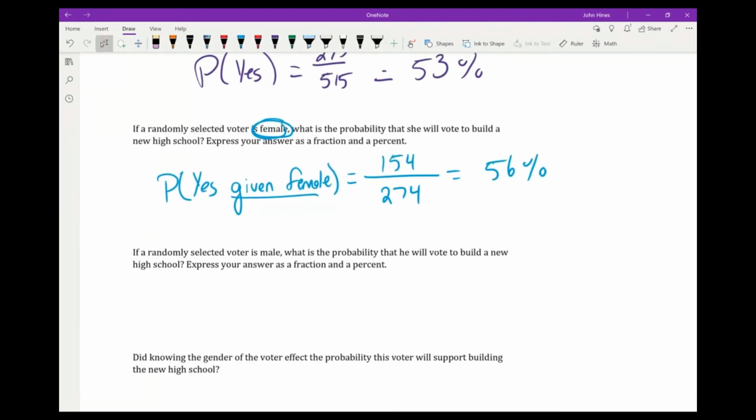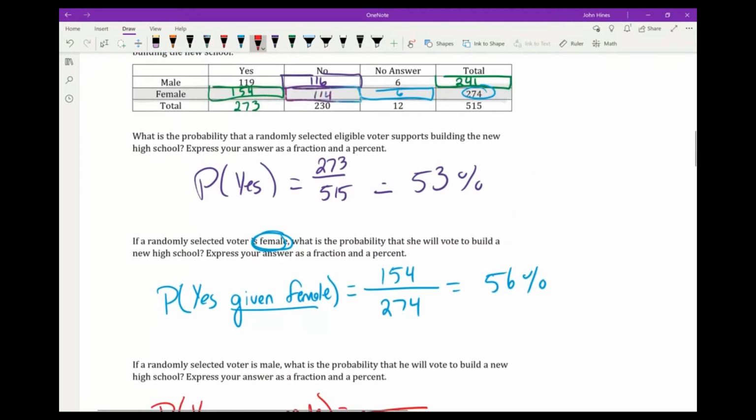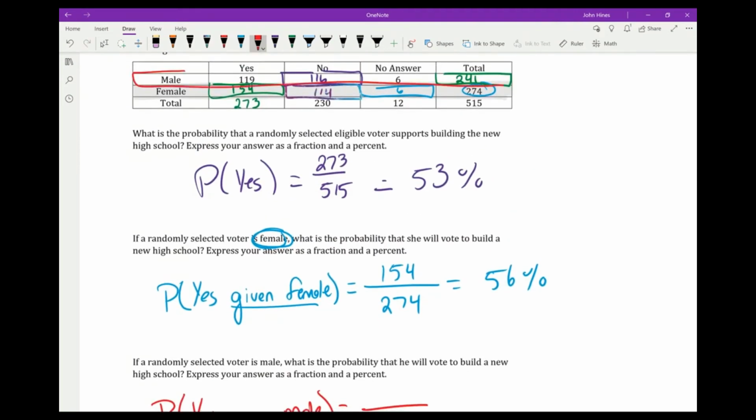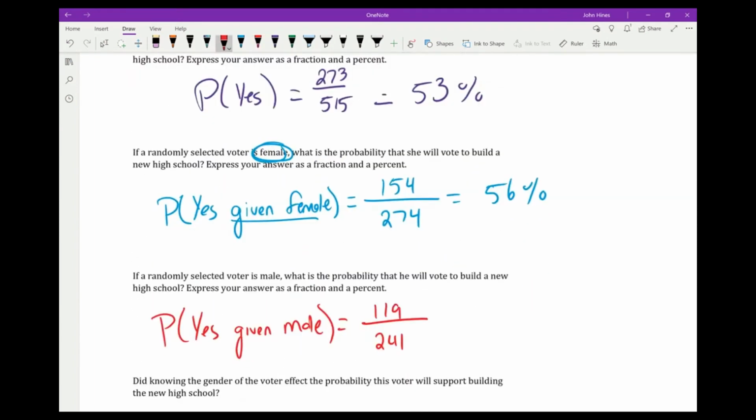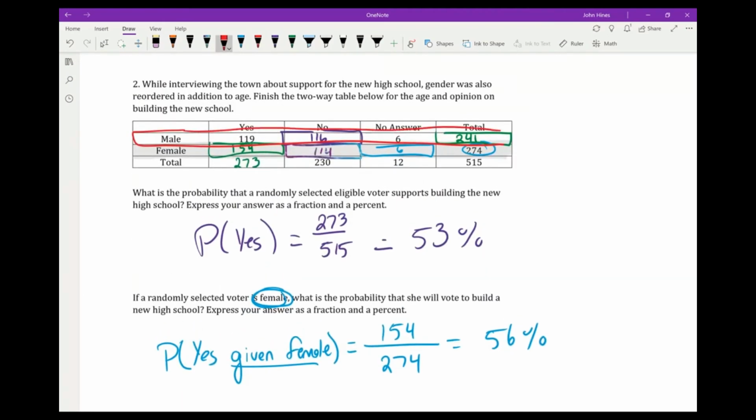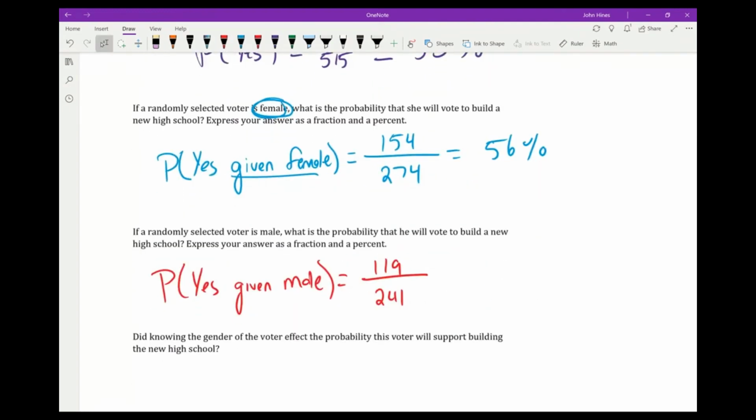What if I knew they were male? What's the probability they want to build the high school? So I'm still finding the probability that they want to build the high school, but I was given bonus information that I'm picking a male. So my universe shrinks again. I'm only allowed to pick from the male row. So 241 goes on the bottom. How many males said yes? 119 said yes. I'm stuck in this red row. So 119 of them said yes out of the 241. So 119 out of 241 is 0.49, so about 49%. I'm rounding a lot here.